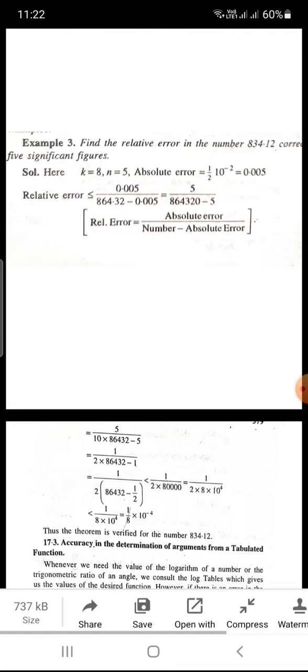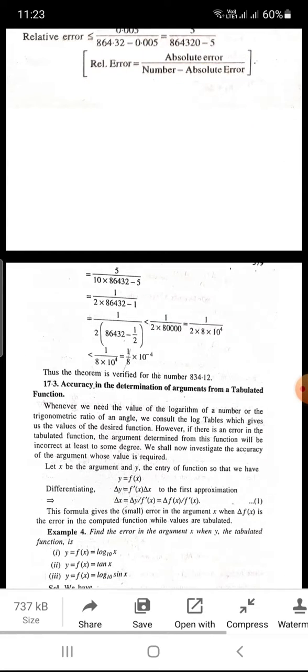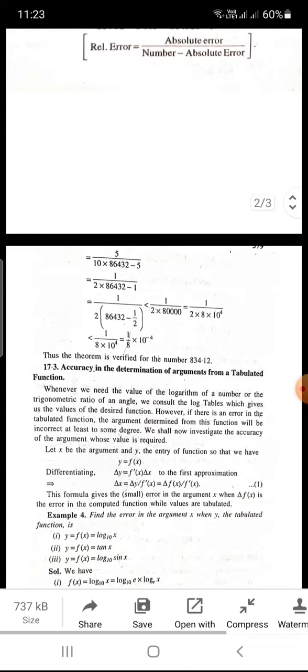So on calculating this, we can say that this will be equal to 1 upon 2 into 86432 minus 1 upon 2, which is less than 1 upon 2 into 8000, which is equal to 1 upon 2 into 8 into 10 raised to power 4. So this will be less than 1 upon 8 into 10 raised to power 4. Here this is equal to, I can say that 1 upon 8 into 10 raised to power minus 4. So we can see that here the theorem is verified for this number 834.12.